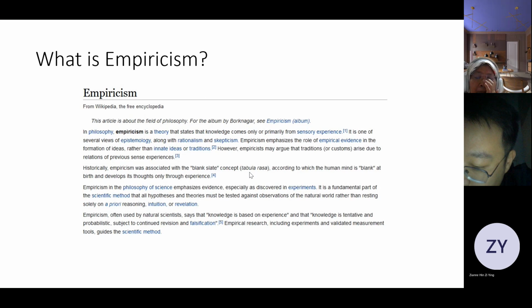And therefore, the birth of another theory was born, which is generative transformation generative.